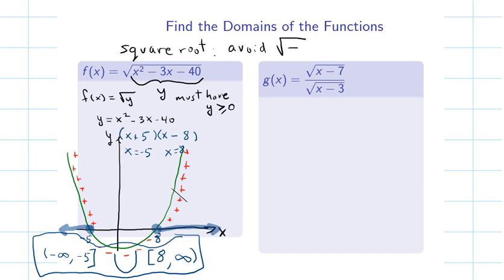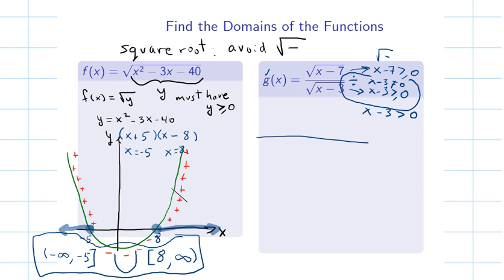Now, how about g? G has a couple things going on. We want the square roots. We want x minus 7 to be bigger than or equal to 0. And there's another square root. We want x minus 3 to be bigger than or equal to 0. And we're also dividing. So we want x minus 3 to not equal 0. Otherwise, we divide by 0. So we can combine these two considerations to realize that x minus 3 has to be strictly greater than 0.